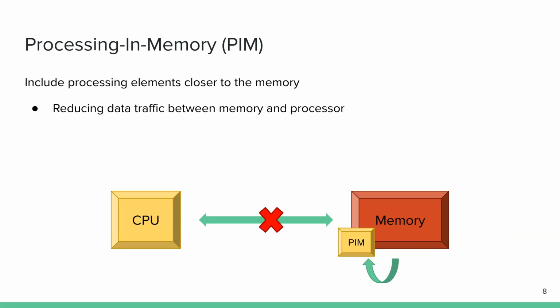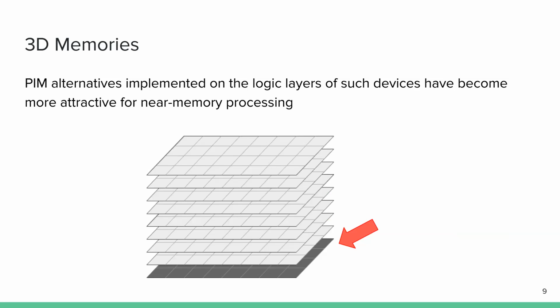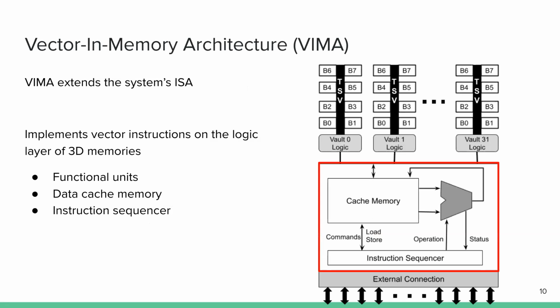An alternative to mitigate this problem is including processing units closer to the memory, what is known as processing in memory. The emergence of the 3D memories fostered PIM alternatives capable of being implemented in the logical layers of these 3D memories. A 3D memory consists of a logic layer under many DRAM layers. One of the PIM alternatives capable of being implemented in this logical layer is VIMA, the vector memory architecture.